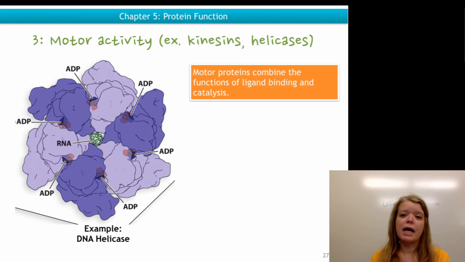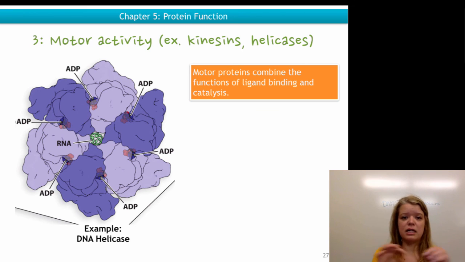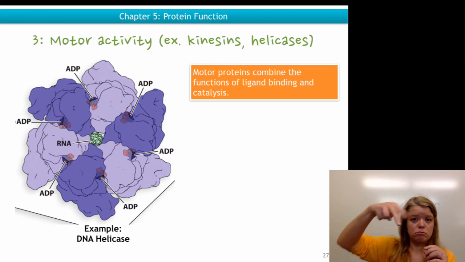Motor proteins combine in their function several aspects of previous functions, so they have to both bind a ligand, in this case, what they're going to move on, and be able to catalyze. Most motor proteins catalyze ATP hydrolysis in order to get the energy for the conformational change that's required for motion. You have to walk somehow.